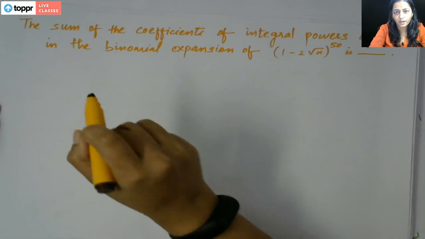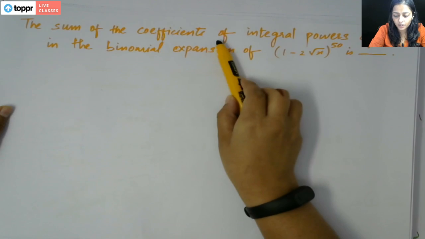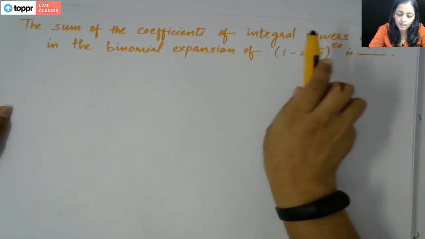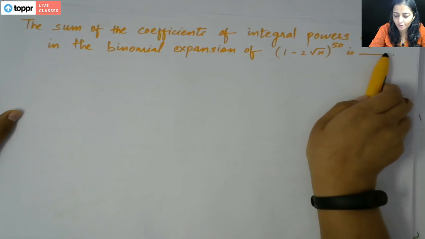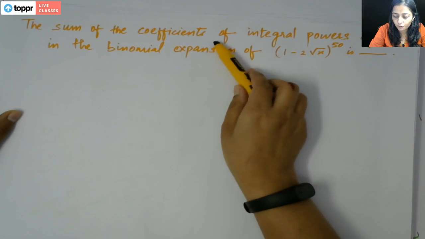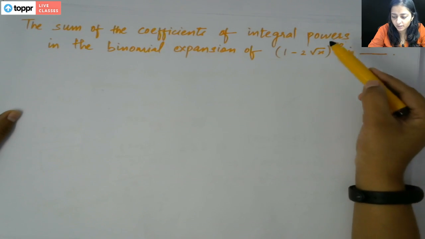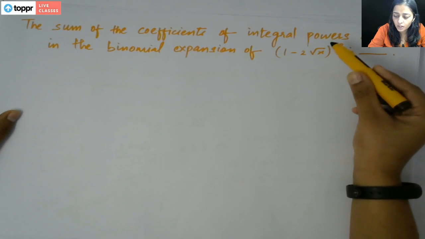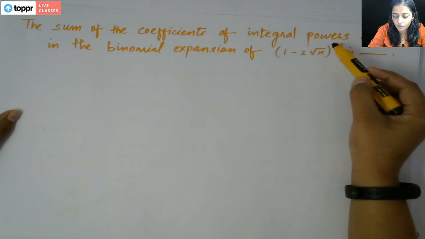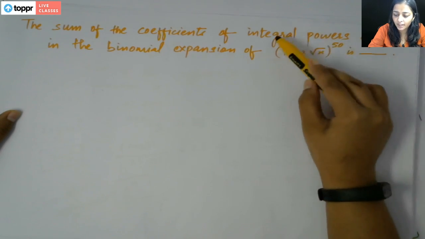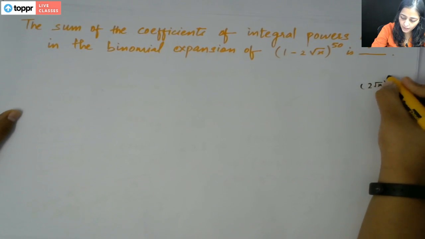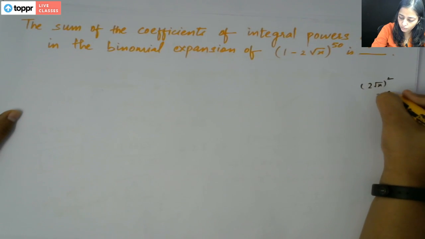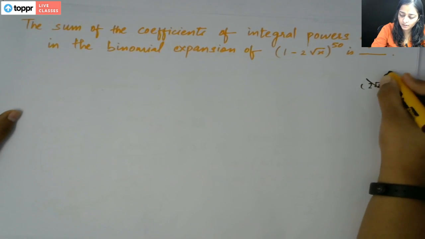Now another interesting question. The sum of the coefficients of integral parts of x in the binomial expansion of (1 minus 2 under root x) raised to the power 50 is. We have to find the sum of the coefficients of integral parts of x. Since here x is under root, only the even parts will give us integral powers of x. Like if I have (2 under root x) raised to the power 2, I'll get 4x. So only even parts will give me integral power of x.